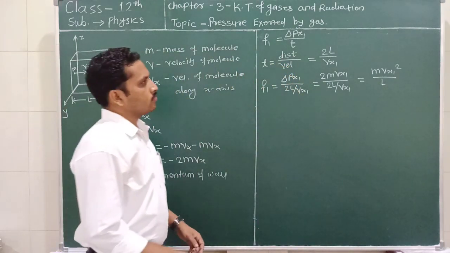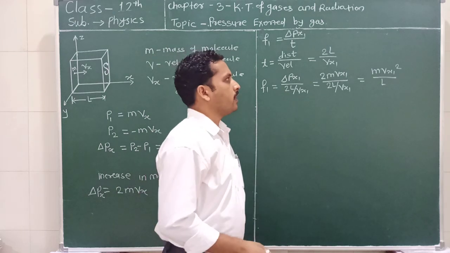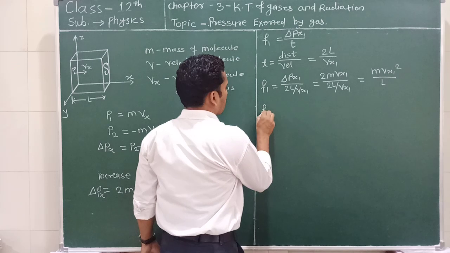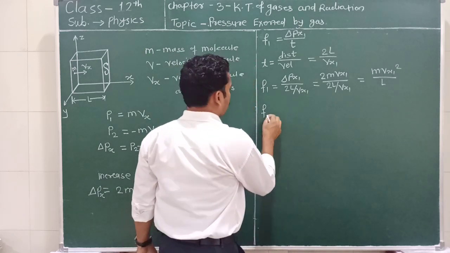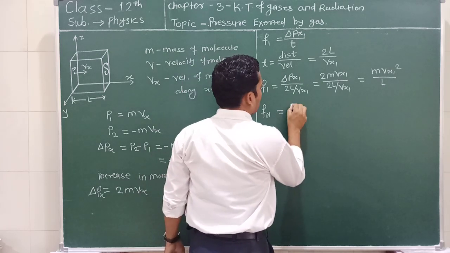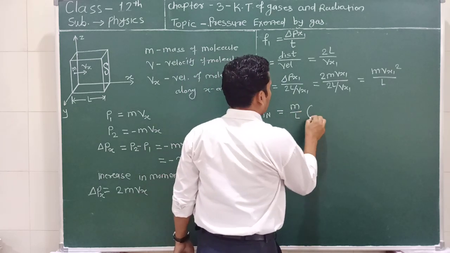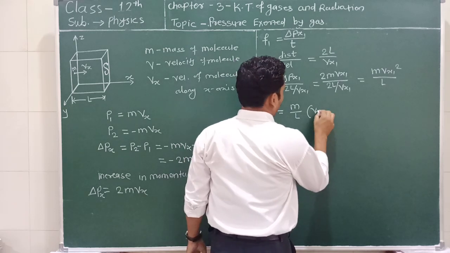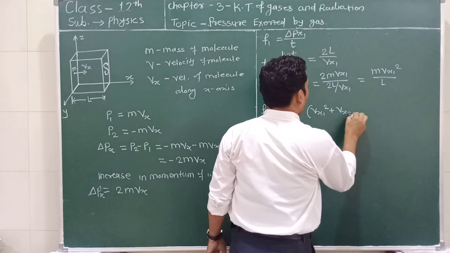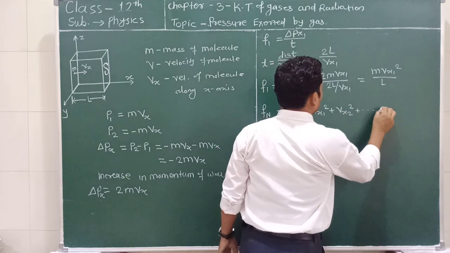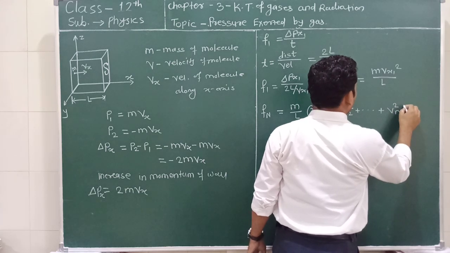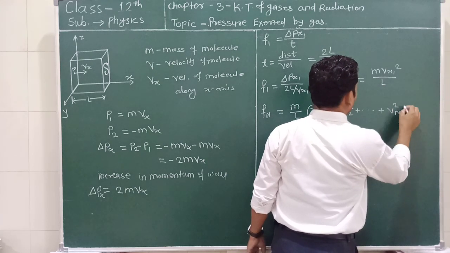So we consider here a large number of particles. Consider there are n number of particles. So we can write the total force Fn is equal to m by L in bracket Vx1 square plus the velocity of the second particle Vx2 square plus up to Vn square, where n is the number of molecules.